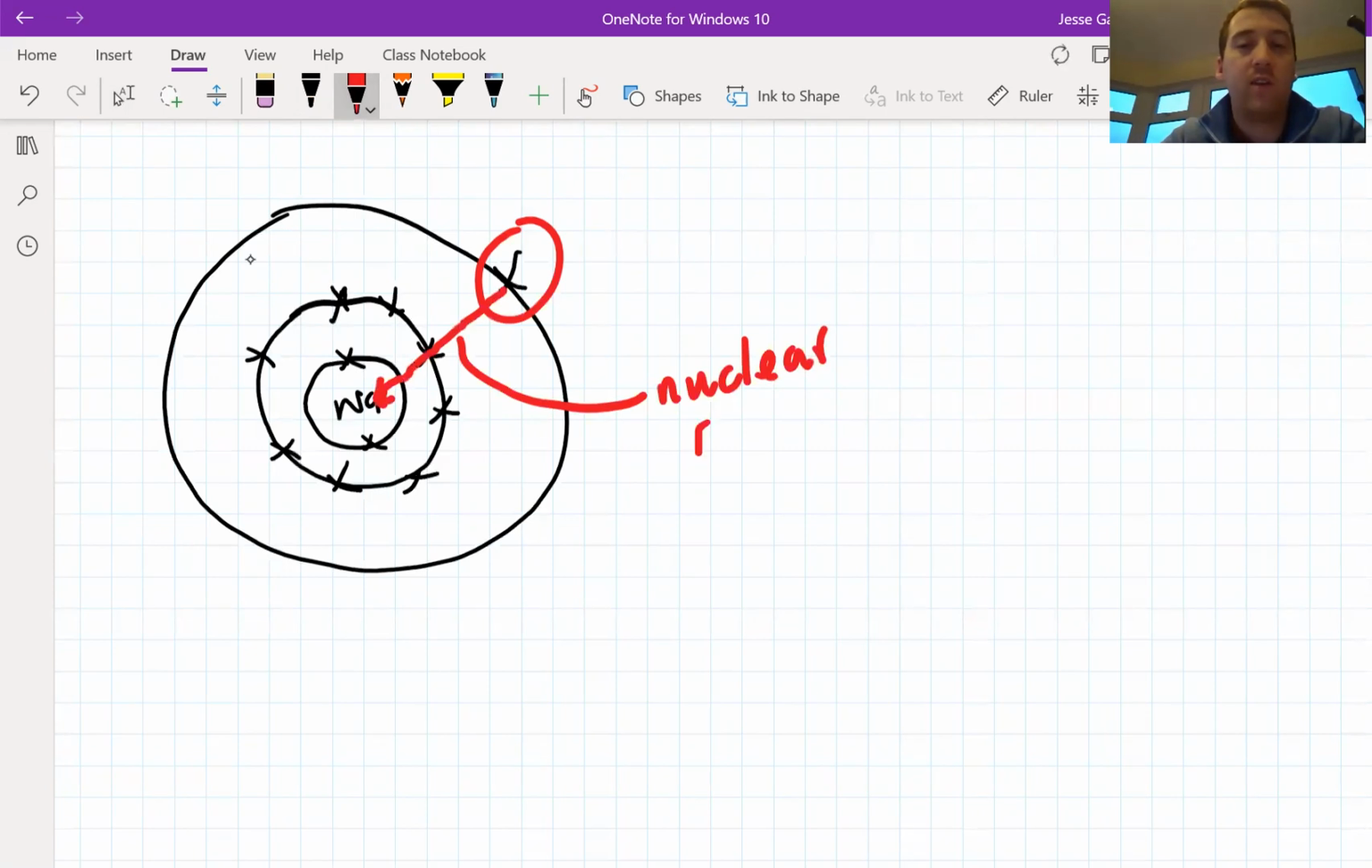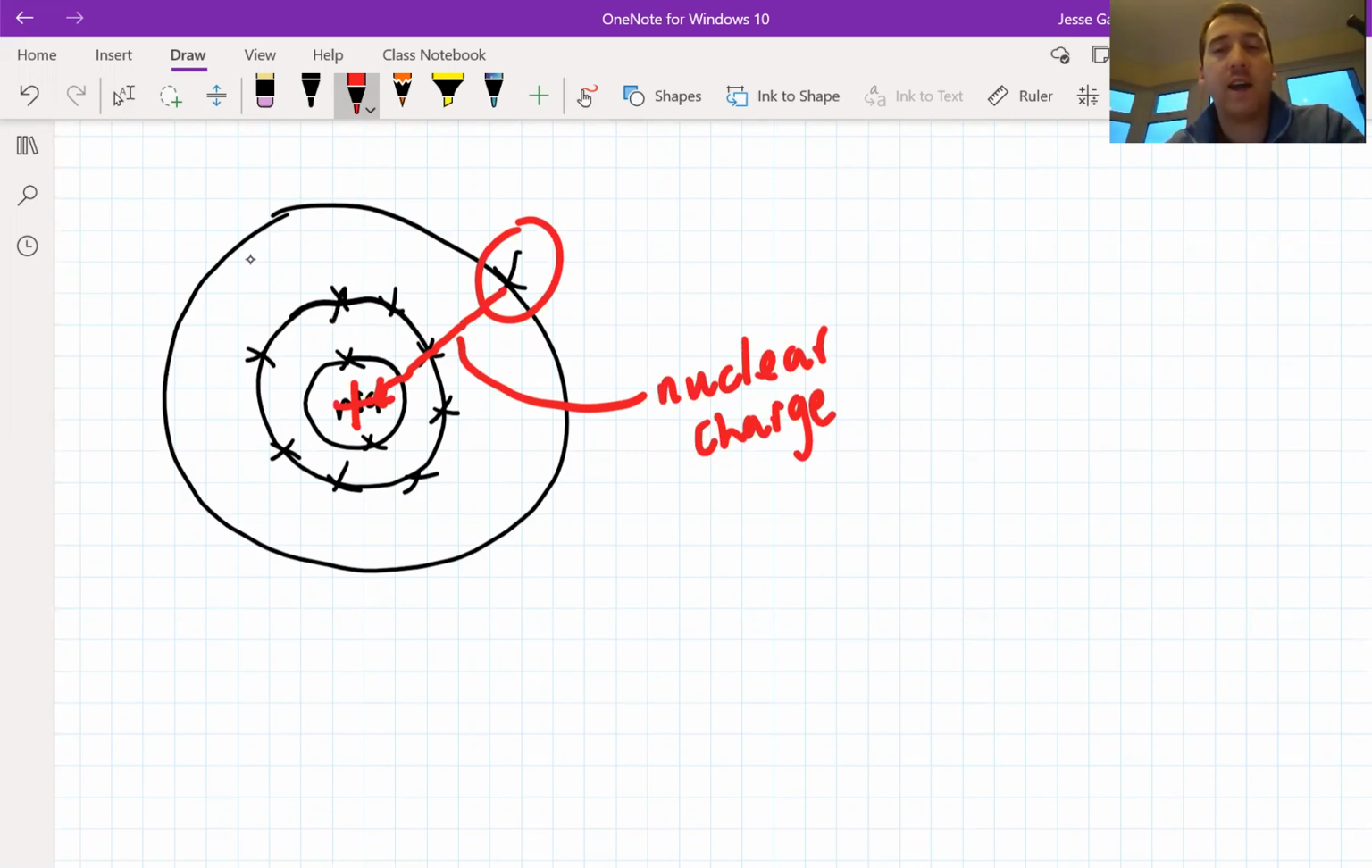We call this the nuclear charge. We learned this in a previous video. It's because all the protons are in the nucleus. We've got protons and neutrons in the nucleus. The neutrons are neutrally charged and the protons are positively charged, and that makes that area in the center of the atom very positive. So the electrons are negatively charged and they are attracted to the positive nucleus. So we call this the nuclear charge.